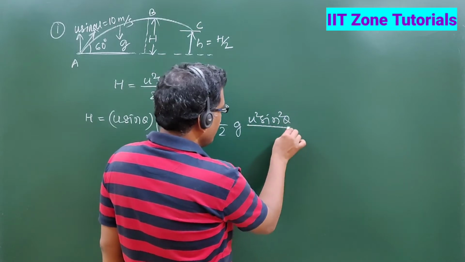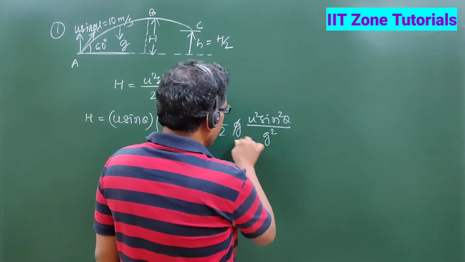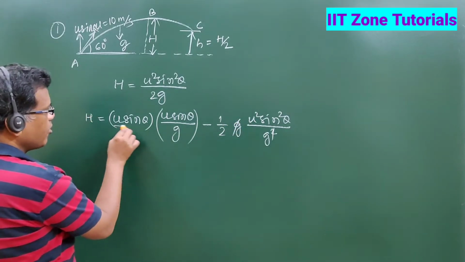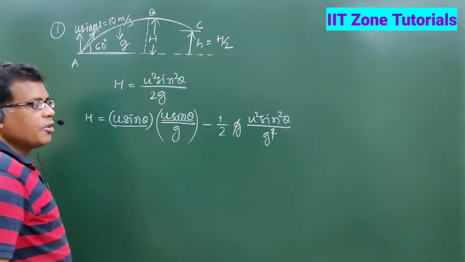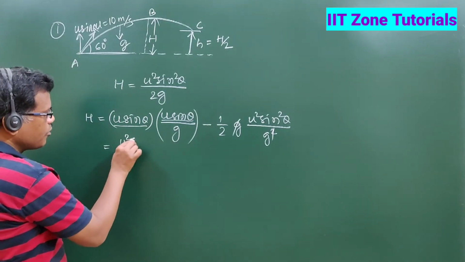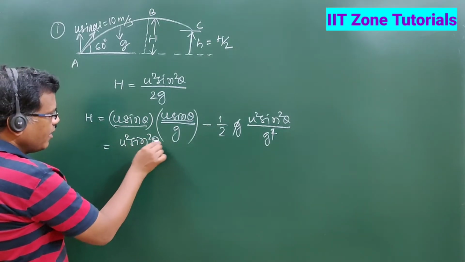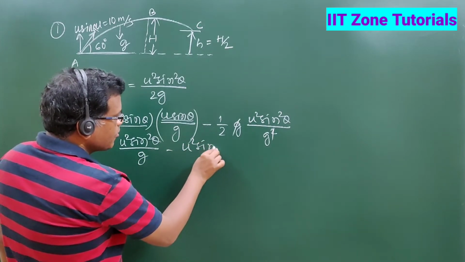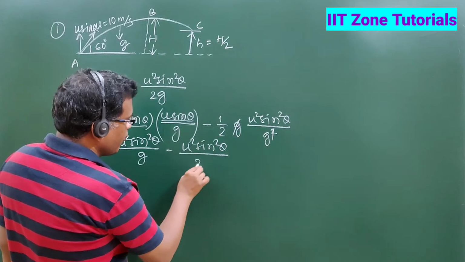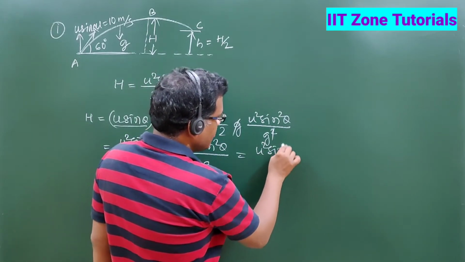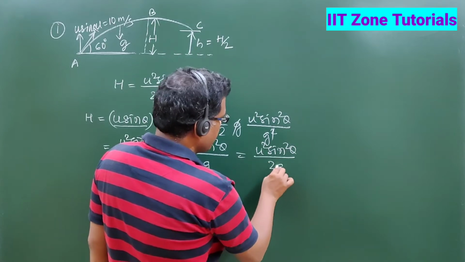So we get u square sin square theta by g square, and we can cancel out one g. Now see that u square sin square theta, here also u sin theta times u sin theta, so we get u square sin square theta by g minus u square sin square theta by 2g. So obviously the final result will be u square sin square theta by 2g, right?